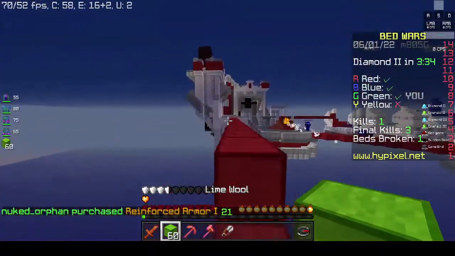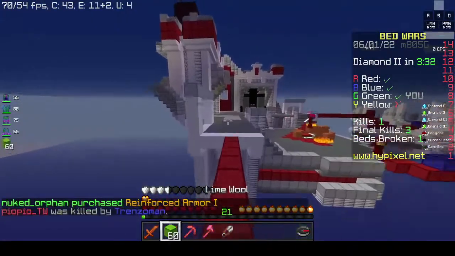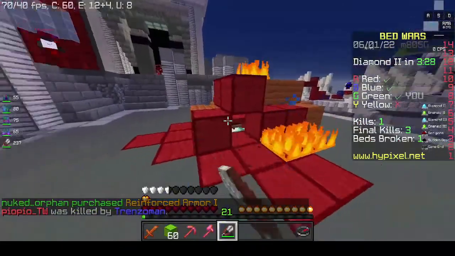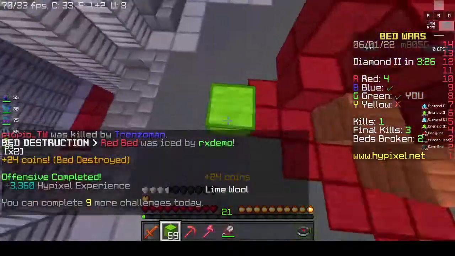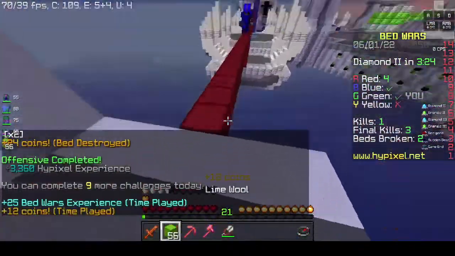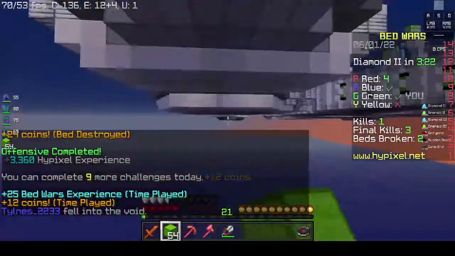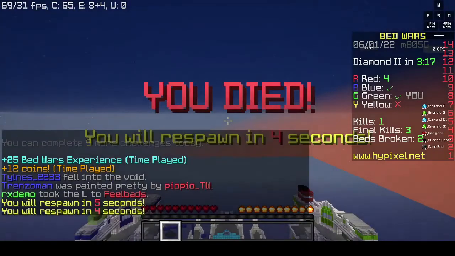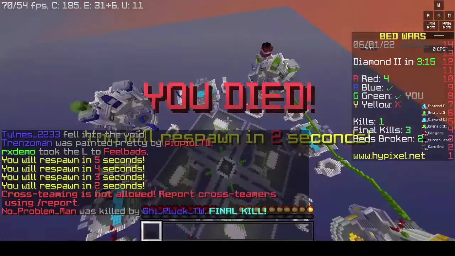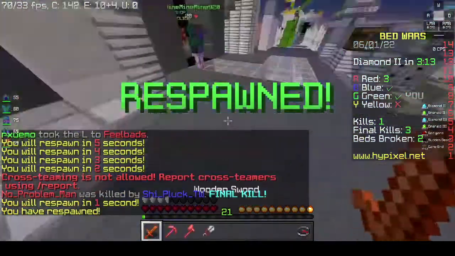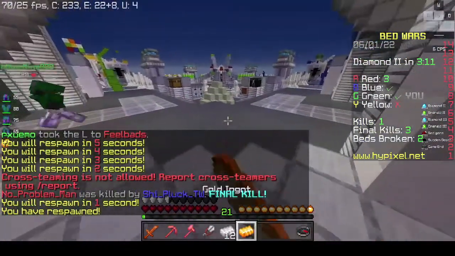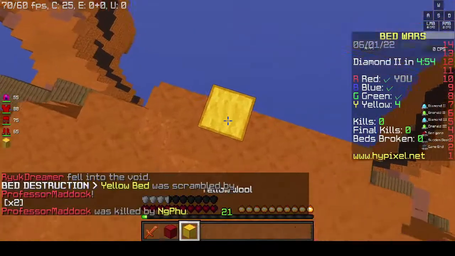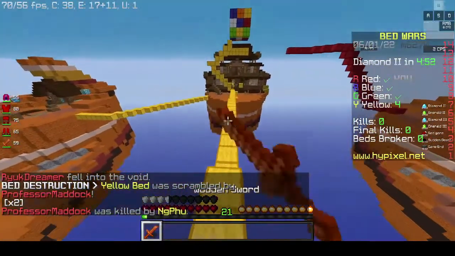A squared plus b squared equals c squared. We destroyed 2 out of the 3 beds. Why? Because a squared plus b squared equals c squared. You know this. There we go. Okay, my teammates might actually be competent.